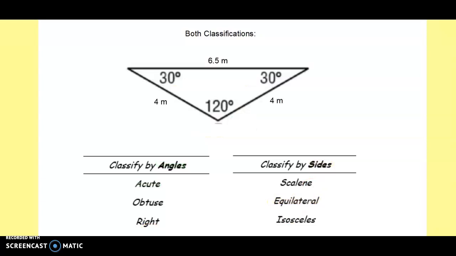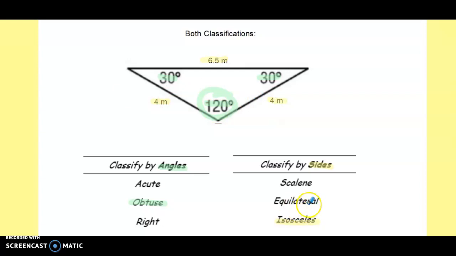All right, one more here just to make sure that we are getting the hang of this. So again, if we're looking at it by angles, there are angle measurements there, 30, 120, and 30. That would make it obtuse because of the 120. If I'm classifying by sides, I'm looking on the outside of the triangle here, 4, 4, and 6.2. So you see two of them the same. Hopefully you remember that is isosceles.